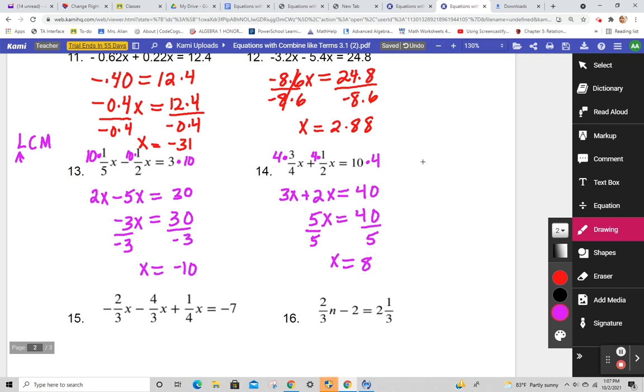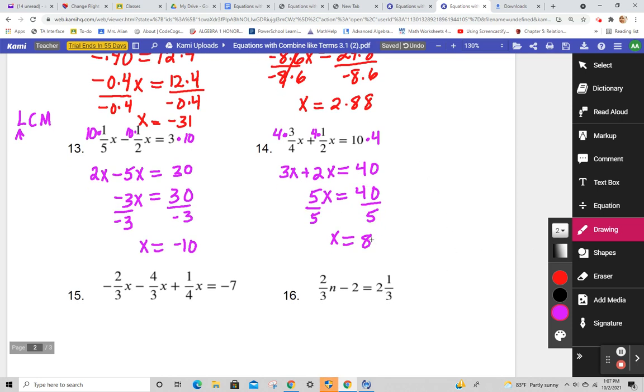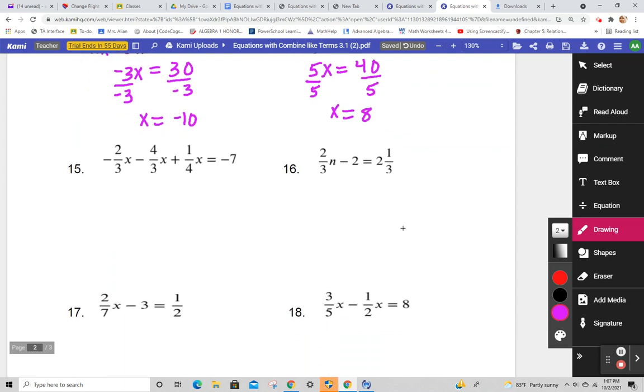And that's it. All right, let's go to number 15. Look at all the fractions. Okay, we can get rid of all of them and make this much easier to solve. So let's come up with the least common multiple. What number will 3 and 4 divide evenly? That number has to be 12. This is the least common multiple. So we have to multiply this number by 12, this number by 12, this number by 12, and this number by 12. Every term in the equation.